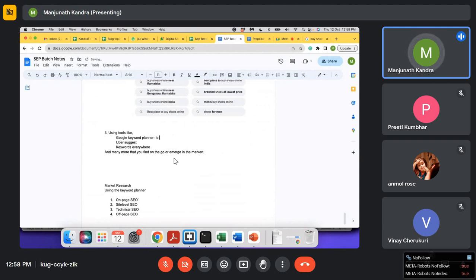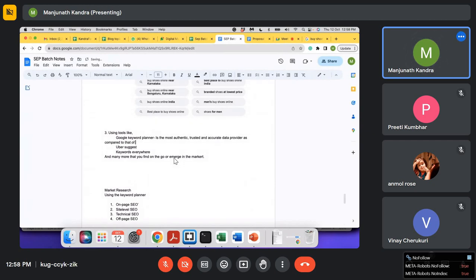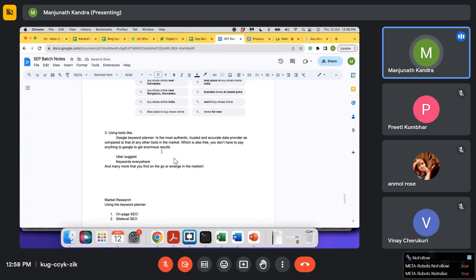Okay, so Google Keyword Planner is the most authentic, trusted and accurate data provider as compared to any other tool in the market, which is also free. You don't have to pay anything to Google to get enormous results, right? Another reason is you are optimizing your website for the Google search engine, correct? So you get information directly from Google about these searches happening on Google.